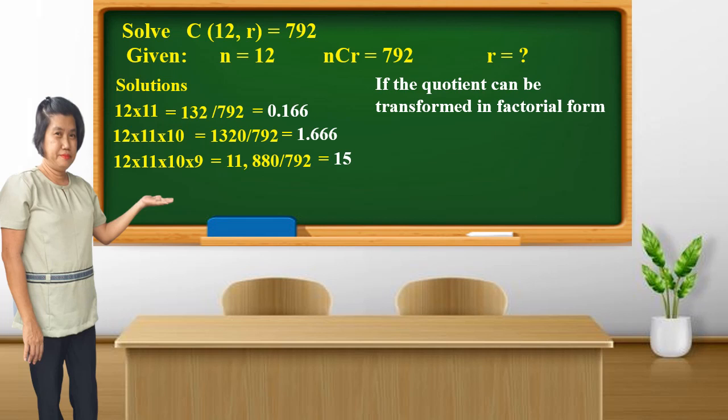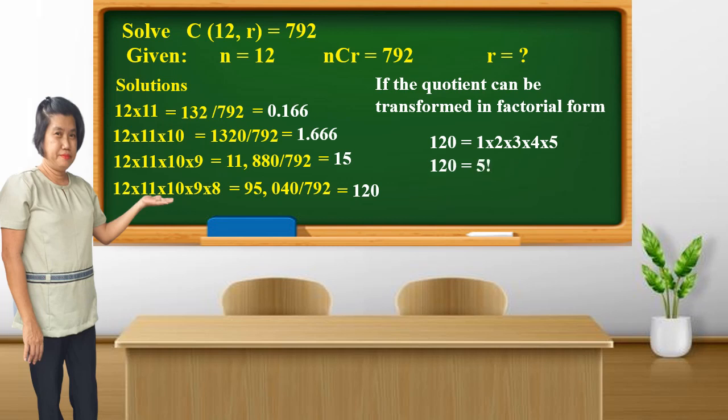Since 15 cannot also be transferred to factorial form, we will continue again multiplying, and that is 12 times 11 times 10 times 9 times 8 is equal to 95,040. And that is divided by 792, and that is equal to 120. Since 120 can be transformed into factorial form, we can use 120, and 120 is equal to 1 times 2 times 3 times 4 times 5, and that is 120 is equivalent to 5 factorial, so the value of r is equal to 5.